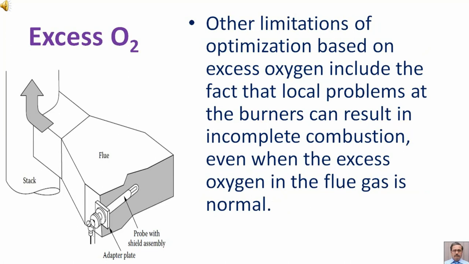Other limitations of optimization based on excess oxygen include the fact that local problems at the burners can result in incomplete combustion even when the excess oxygen in the flue gas is normal.